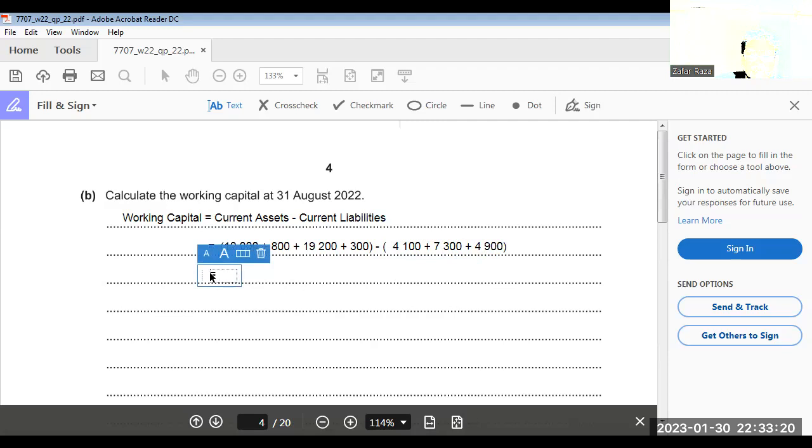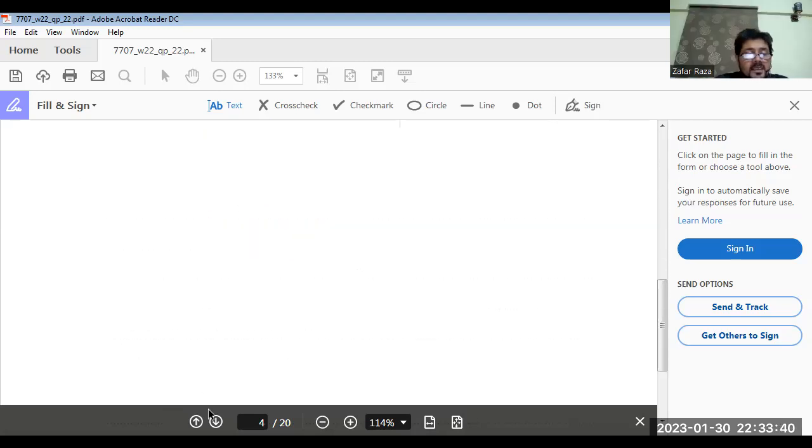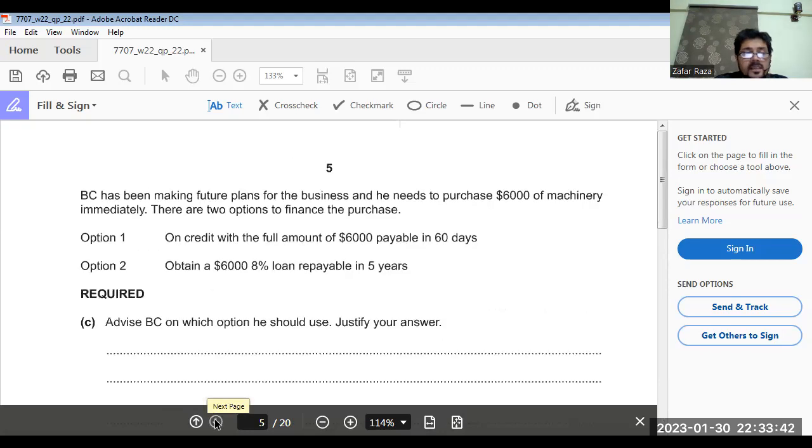If we add, total current assets are 32,300 and total liabilities, if we add, 16,300, so the answer must be 16,000. That is your working capital available. Okay, and we have earned 3 marks. Done. Okay, let's move.